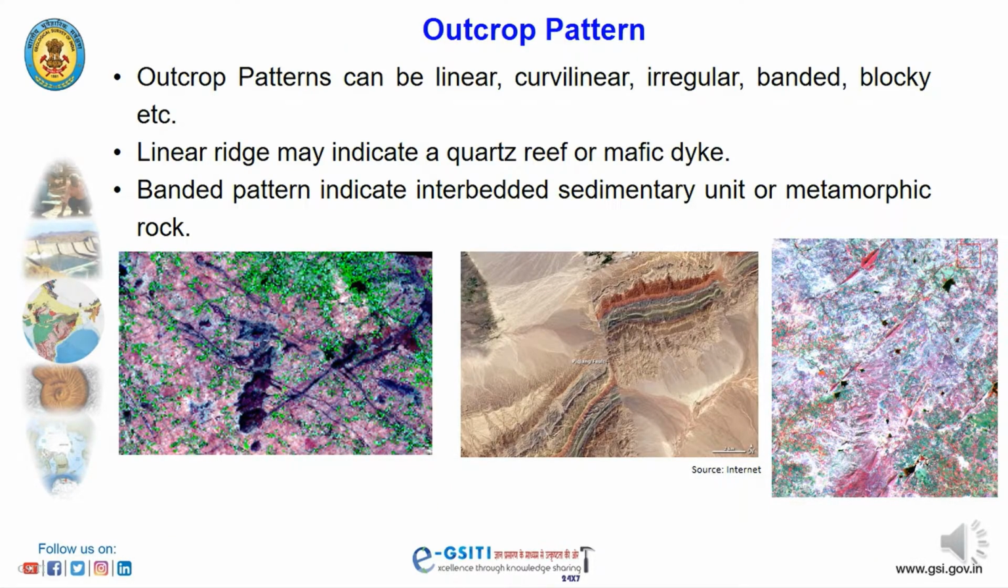These are outcrop patterns. When we are talking about various lithological formations, we define the outcrop patterns as linear, curvilinear, irregular, banded, blocky, etc. A linear ridge may indicate a quartz reef or maybe a dike. That may be mafic or felsic. A banded pattern indicates interbedded sedimentary units or metamorphic rocks. Here you can see a few examples. You can identify the linear pattern of dikes, sedimentary bedded sequences.